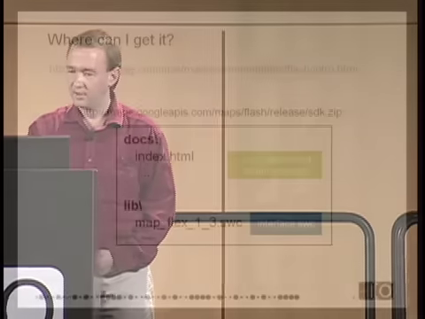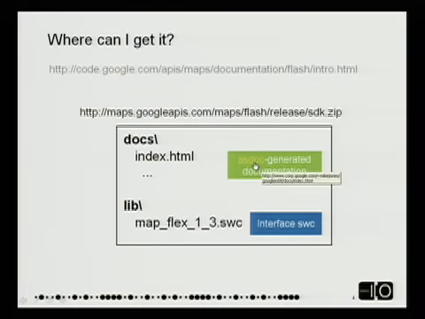Inside that, there are a couple of directories. One of them is a docs directory, which leads to some ASDoc generated documentation. And the other is a lib directory in which we've got this interface SWC file, which is what you need to compile your programs against.